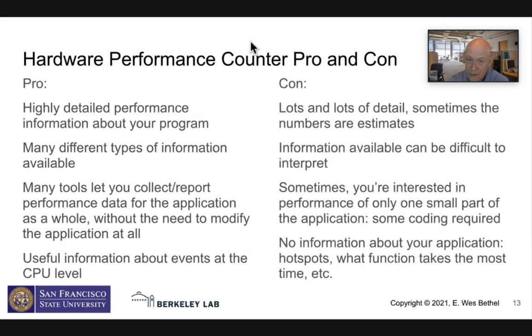And so there are some cons here. One is that there's a lot of detail, and it's easy to get lost in the forest for the trees. There's just so much information. Some of this information is difficult to interpret, and you have to dig up pretty detailed technical references to understand what the counters mean. Some of the counters are absolute, they're accurate. Others are estimates. They're not actual counters, they're estimates of what the count would be. And so sometimes these numbers are off a little bit.